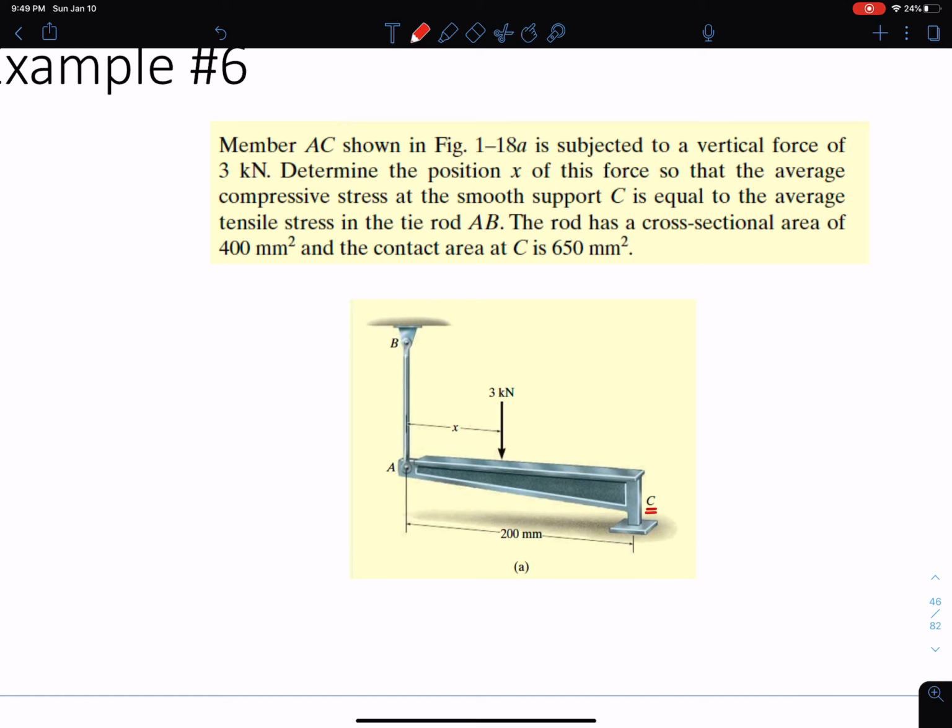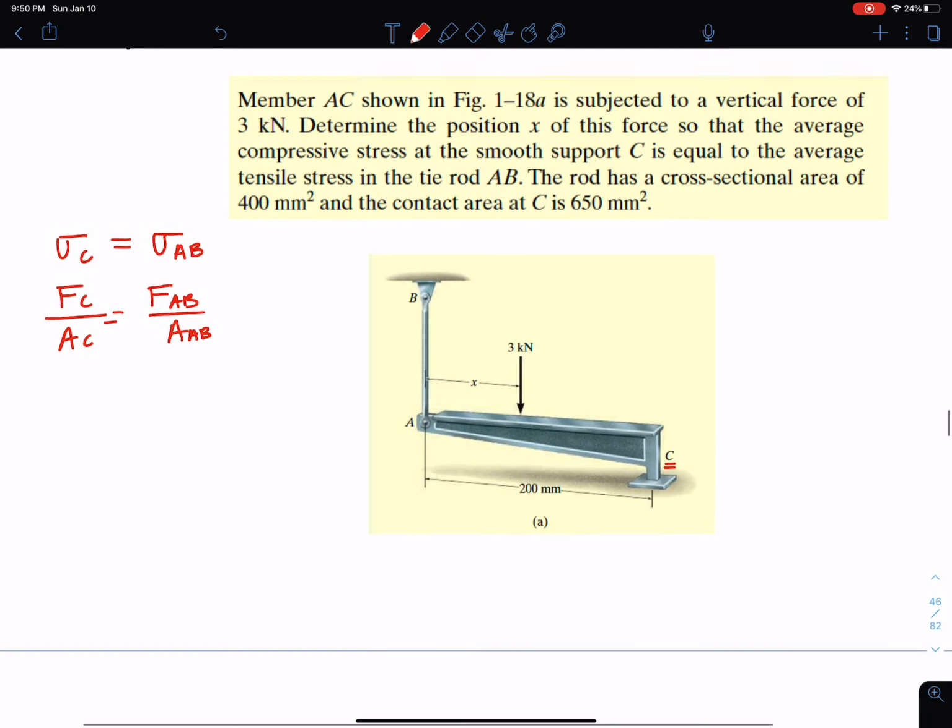Now we can refer back to the problem and it's telling us, determine X so that the compressive stress at C, sigma C, is equal to the tensile stress of AB. Okay, so however much I'm pulling in AB is equal to however much I'm pushing down at C. So what is that sweet spot so I get equal tension and compression on both sides? That's what this problem is trying to ask me. Okay, so the formula would be the force at C divided by AC needs to be equal to the force in AB divided by the area of AB.